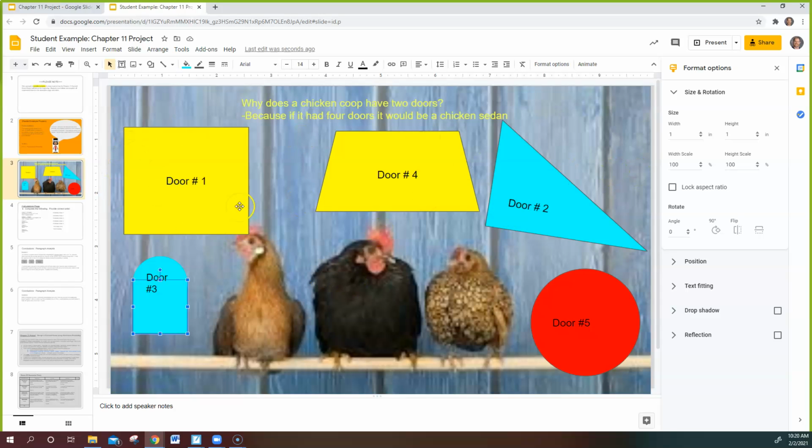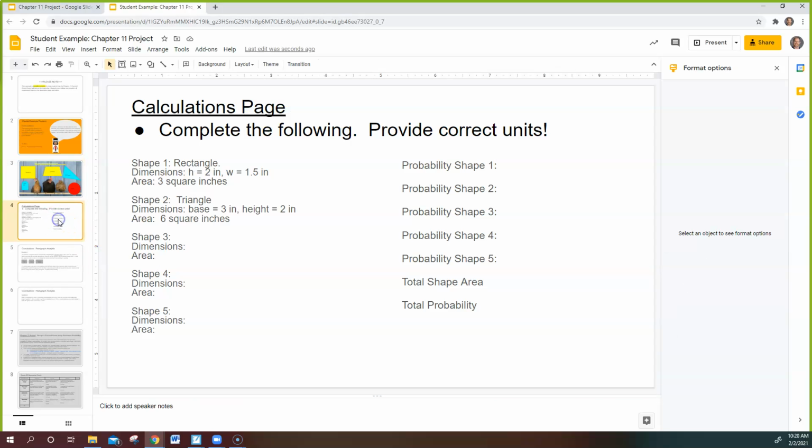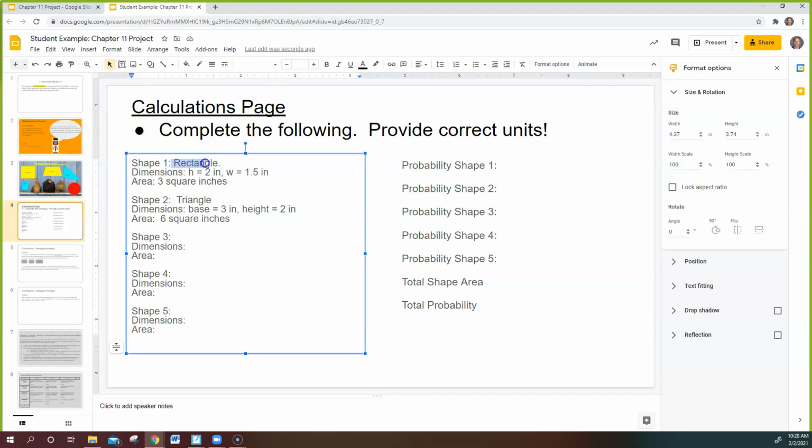so anyways, that's a small example of what your board could look like. And then I'd have to do the calculations. Now, I didn't do all of them, but this is the calculations page. And look at shape 1. It was a rectangle. Its height was 2, its width was 1.5. So then I calculated the area. Then I did it for the triangle, and then I'd have to do it for the remaining 3 shapes.